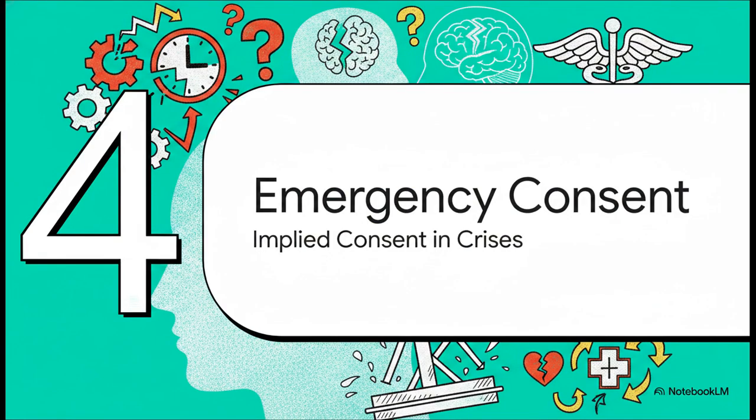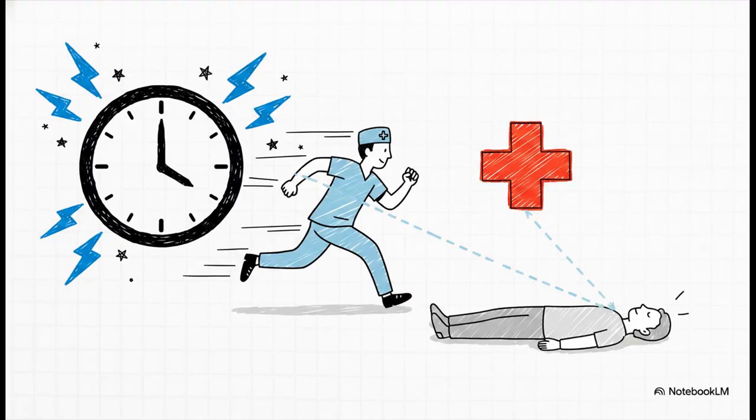Okay, Section 4, Emergency Implied Consent. This brings us to a really critical pivot point. What happens when the whole system breaks down? What if an unconscious patient is rushed into the ER after a severe car crash with massive trauma? There's no family around, absolutely no time to search for an advance directive, and the patient obviously can't communicate.